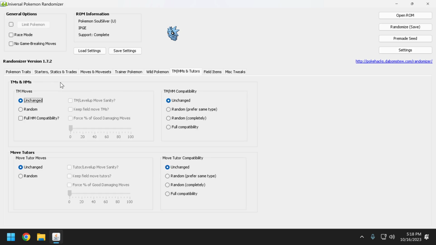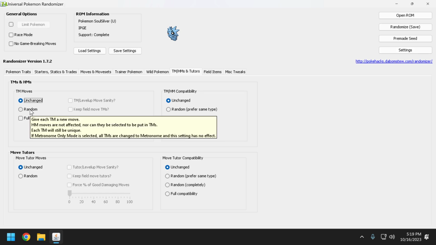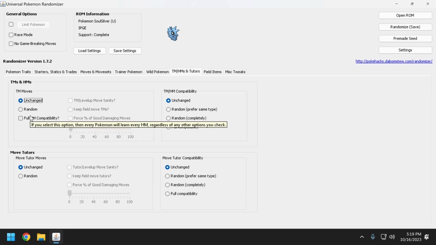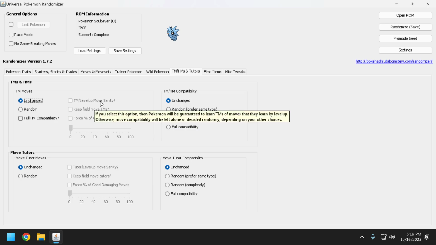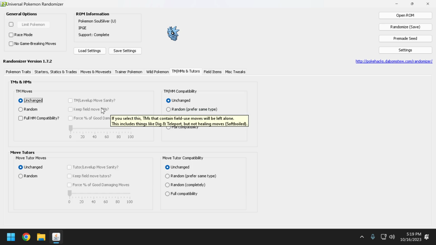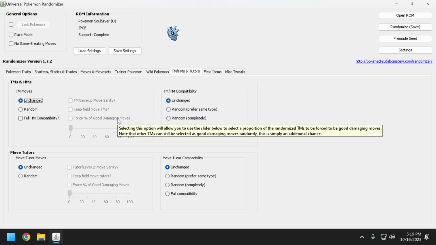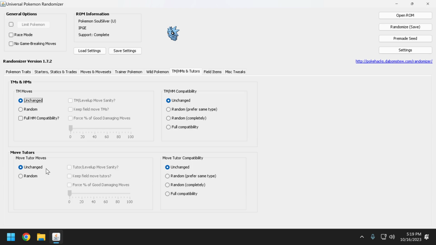All right, TMs and HMs. So some interesting stuff you can do here. Basically, you can flip every TM to be a new move, which is pretty cool. You can make it so that every Pokemon can learn every HM if you wanted to. You can make it so that every Pokemon that learns a move naturally can learn the TM, which is neat. You can make stuff like TMs for field moves stay if you want that. And then you can change the percentage of good damaging moves. And same with the move tutor. It's pretty much exactly the same.